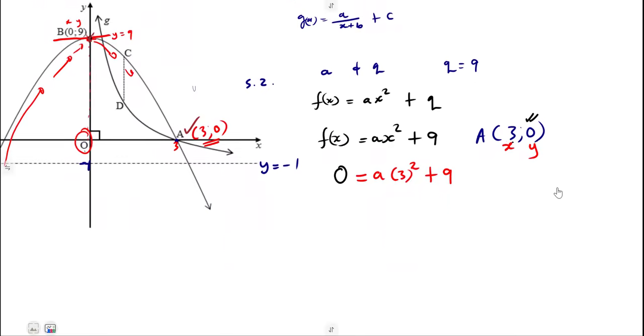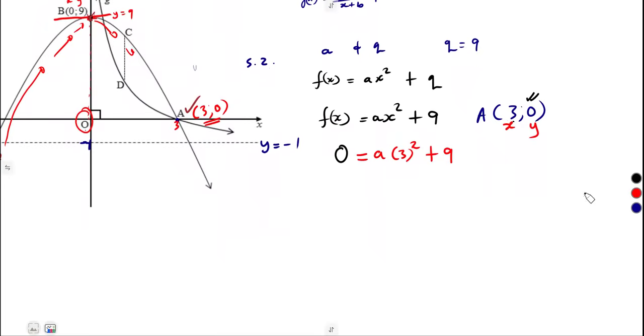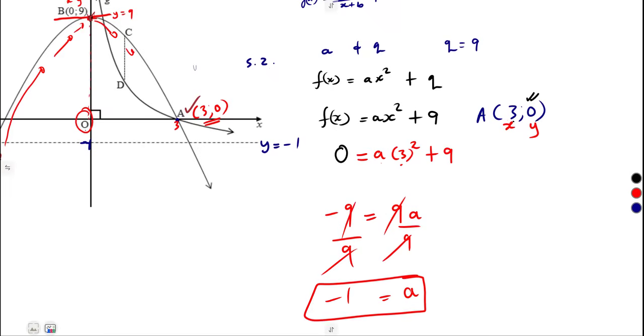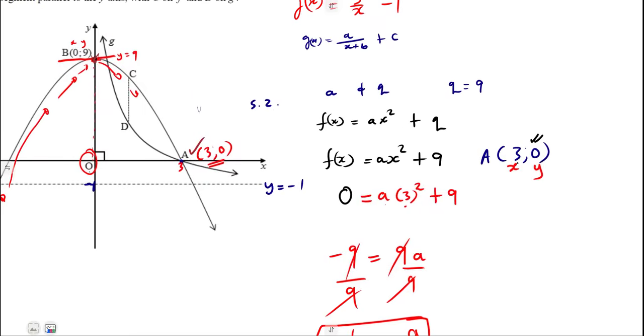Anyways, now we can determine the exact value. Take this to the other side. That's going to be negative 9 equal to 3 squared, which is 9, times A. So that's 9A. Divide by 9, divide by 9, so this is going to cancel. A is equal to negative 1. All right, so these are the values, guys. A is negative 1. Q is equal to 9.